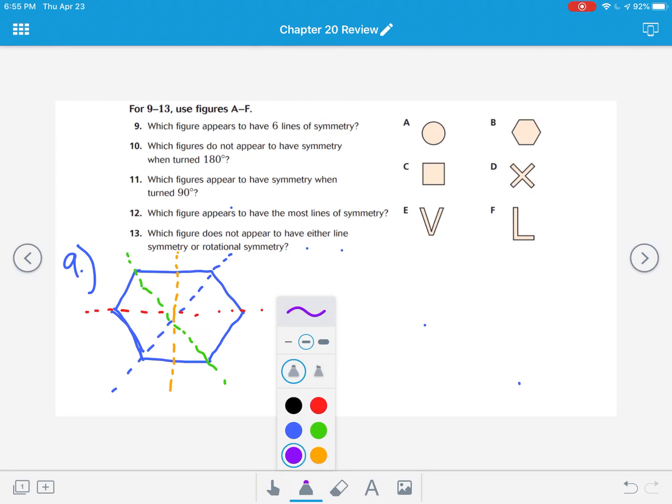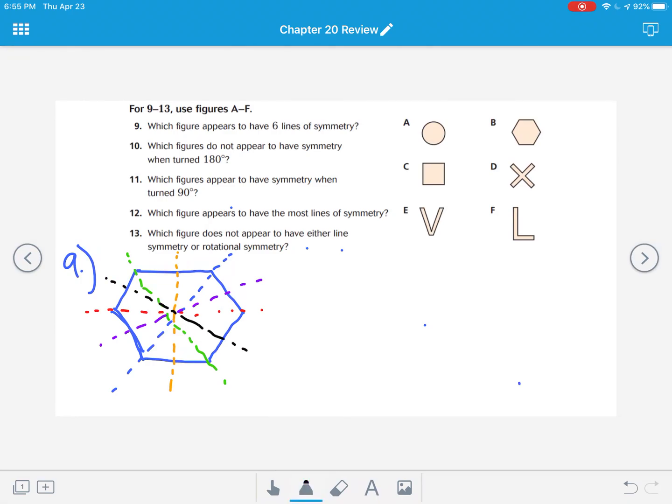I'm going to split it across this way next. I end up with the same on each side. And then one more possibility would be across this way. And I end up with that as well. So I use 6 colors. That means 6 lines of symmetry. So the best answer for which has 6 lines of symmetry would be B. That 6-sided figure, we can split it at each line and at each corner, and we end up with lines of symmetry.